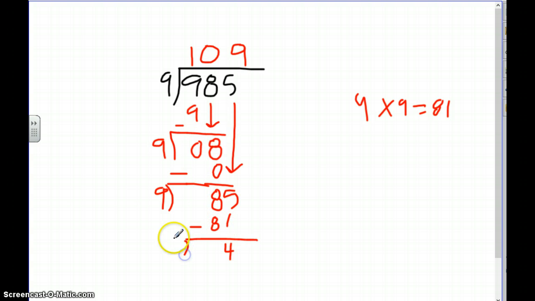Okay? And then we ask ourselves, can we do 4 divided by 9? No. Are there any other digits to bring down? No. So that 4 is our remainder. Okay, so your answer is 109, remainder 4. All right, good job, 4th grade.